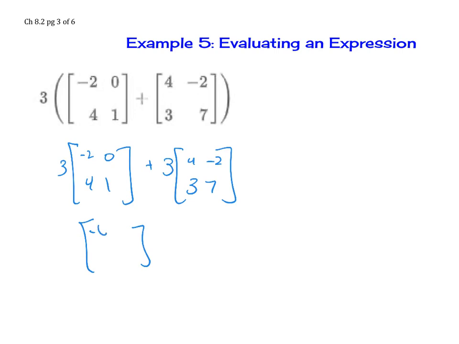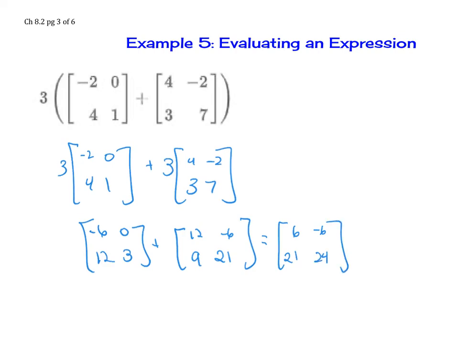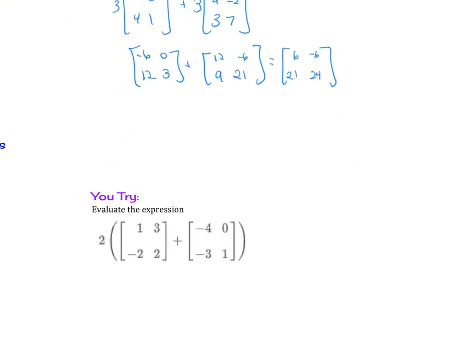So this becomes negative 6, 0, 12, and 3. And this one is 12, negative 6, 9, and 21. And then we just add them together. So we get 6, negative 6, 21, and 24. So try this example here.